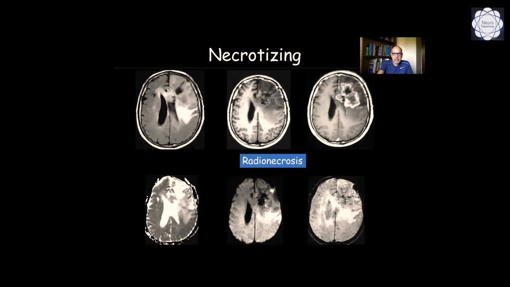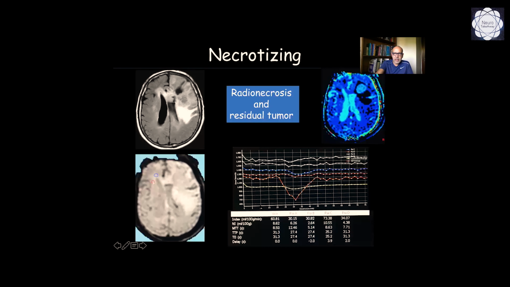Another case, this is a right frontal tumor that developed radionecrosis. You can see here this irregular peripheral pattern of enhancement, like a starry pattern. There is edema surrounding this focus of necrosis, and sometimes it is associated with some microbleeding. But the interesting thing in this case is that there is no restriction at that level.